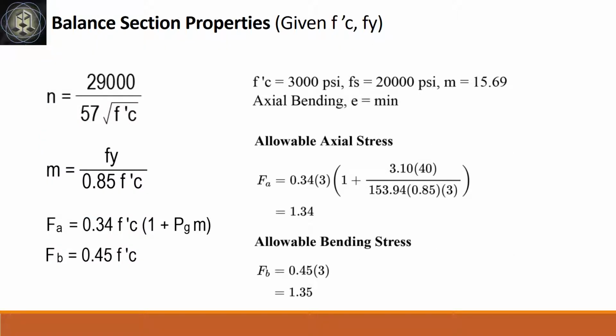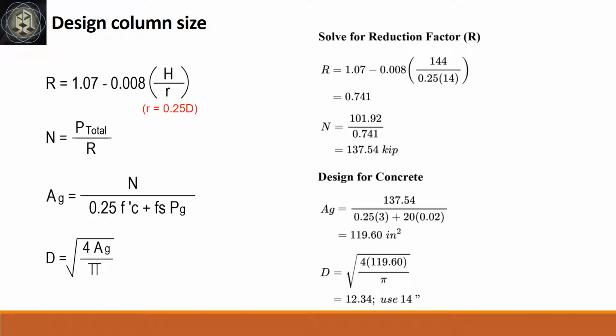Solve the balance section properties given Fc prime equals 3 kips and Fy equals 40 kips. We get n equals 9.289, m equals 15.69, Fa equals 1.34, Fb equals 1.35. To solve for column size, we get the reduction factor of 0.741 and the nominal load at 137.54 kips. The gross area of column is 119.6 square inches and diameter at 12.34 inches, round up to 14 inches.